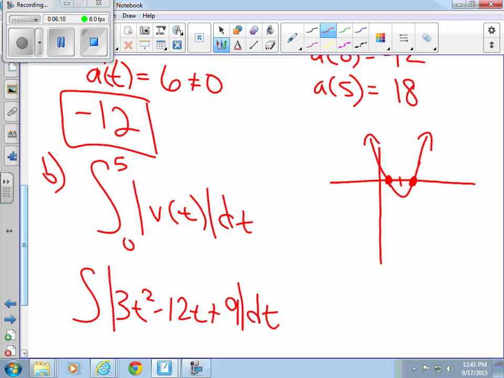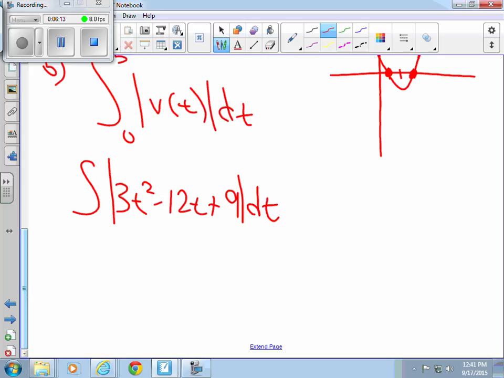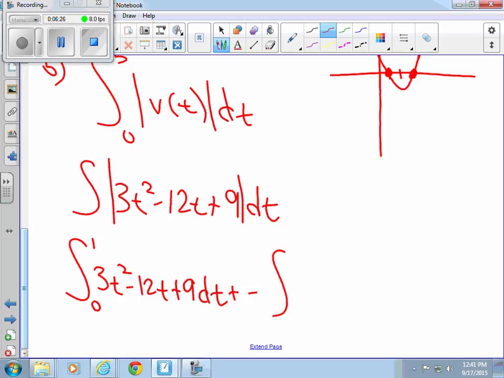What I can do in my head is the integral from 0 to 1. And then I'm going to add the opposite of the integral. Why am I going to do the opposite of the integral on the next piece? Because it's negative and I don't want it to be negative. From 1 to 3. And I'm going to add the integral from 3 to 5.